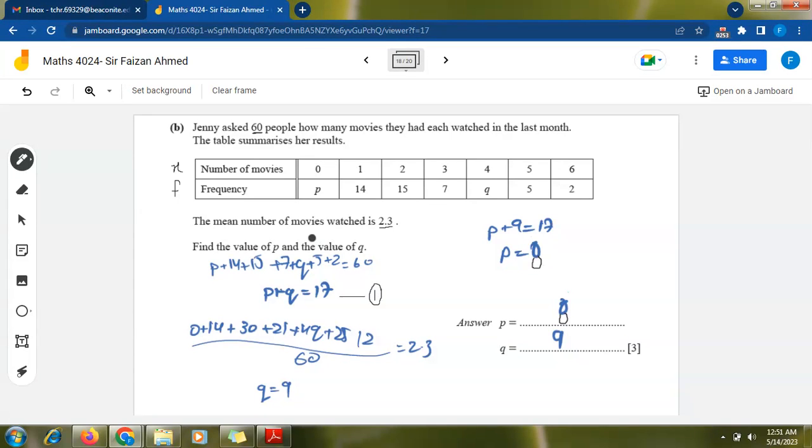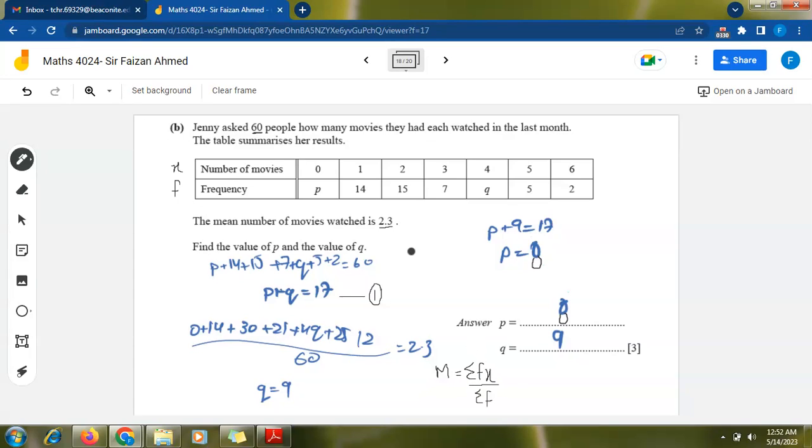And now in order to form the second equation, we will use the concept of arithmetic mean. The mean is 2.3. We know that the formula for the mean is sigma fx upon sigma f. M stands for mean. We have the value of mean, that is 2.3. We know the total number of people, 60. So we just have to find out the numerator.